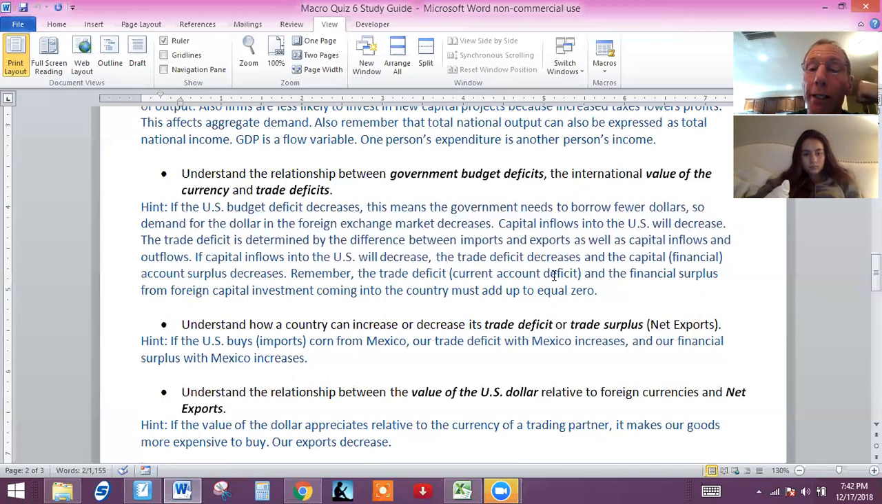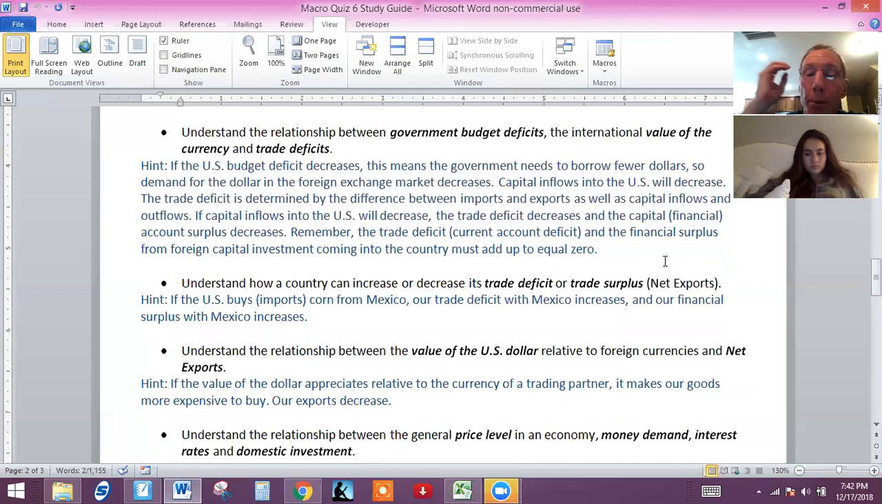So a deficit in the current account, which is the difference between the imports and the exports, means there has to be a surplus in the financial account, because these two have to add up to zero. Okay, so that's just something to keep in mind.